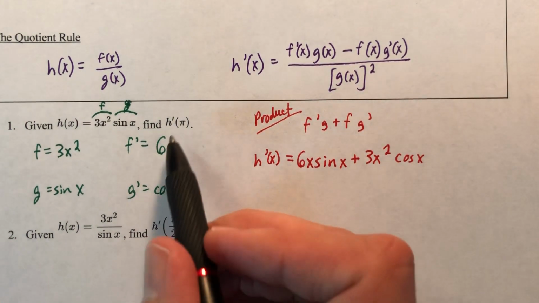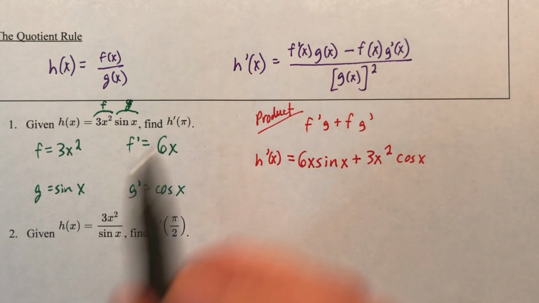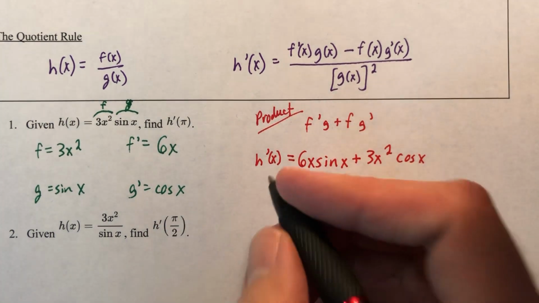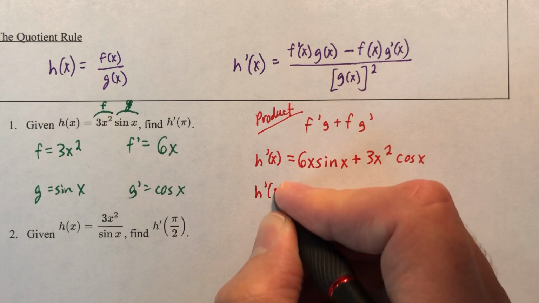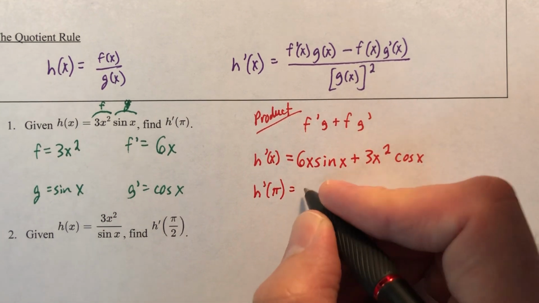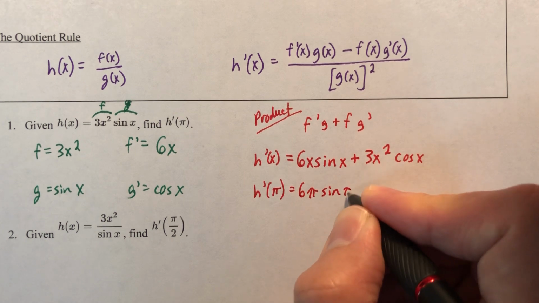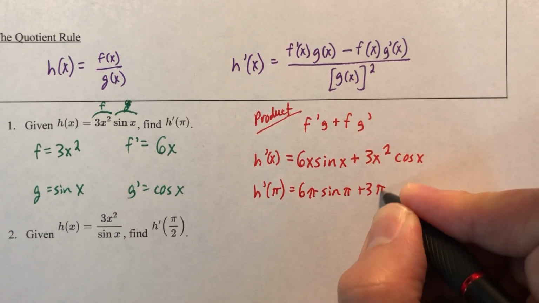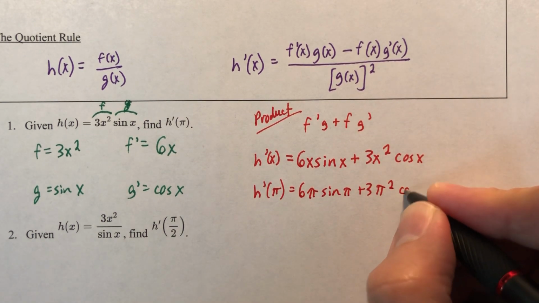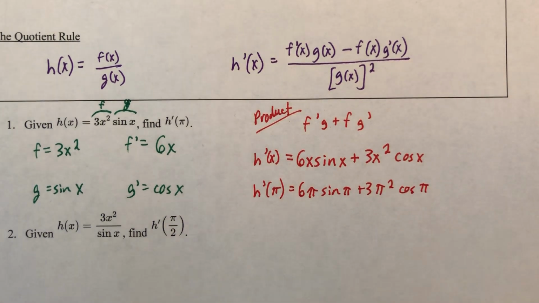Now we also need to find out the value of the derivative at pi. We need to know the slope at pi. So h prime of pi, this is going to get a little tricky, but we'll be okay. 6 pi sine pi plus 3 pi squared cosine pi. Okay, let's figure this out.